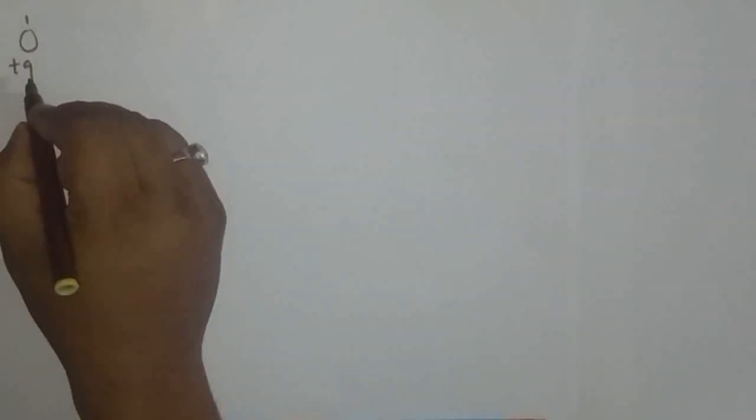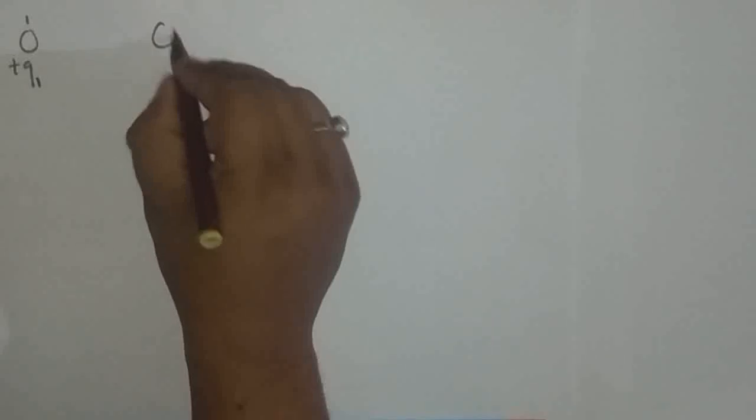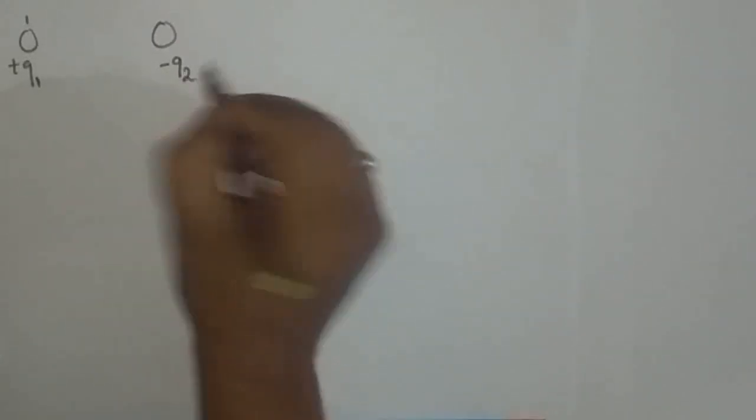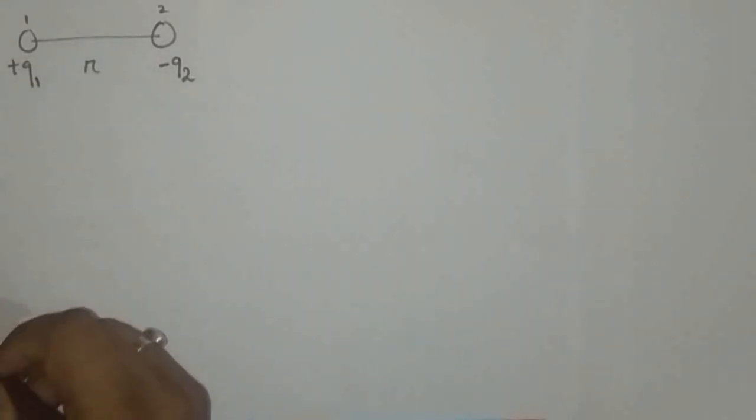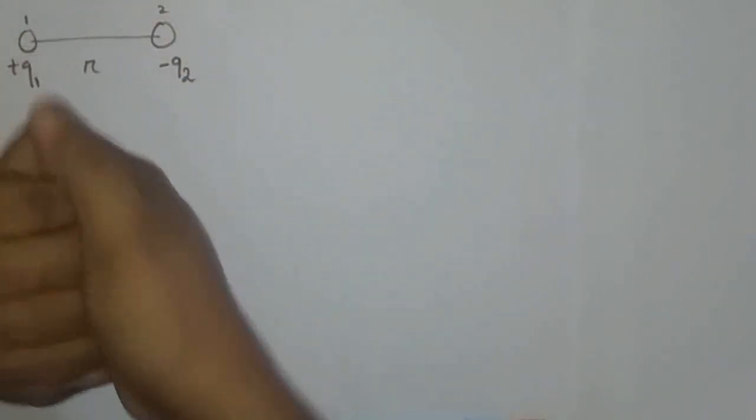Suppose there is a charge plus Q, let this be plus Q1, and let this be the charge minus Q2. Let them be separated by a distance R. Let us think: similar charges repel, and opposite charges attract.